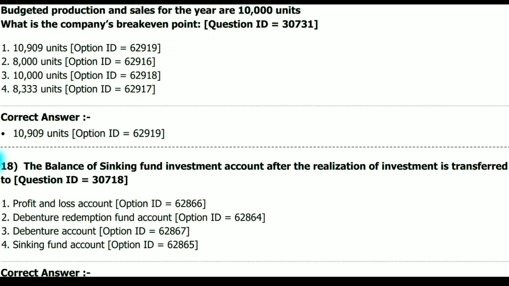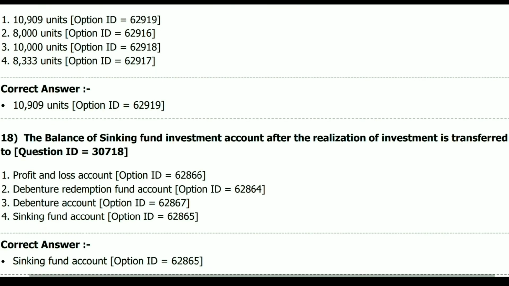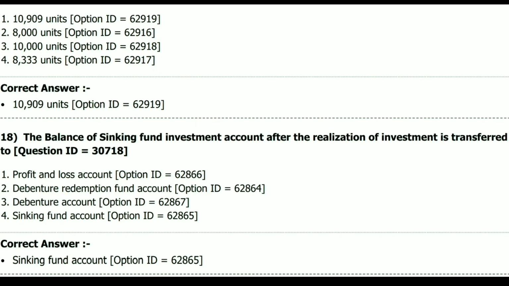Next, the balance of sinking fund investment account after the realization of investment is transferred to, options: profit and loss account, debenture redemption fund account, debenture account, sinking fund account. The answer is sinking fund account.